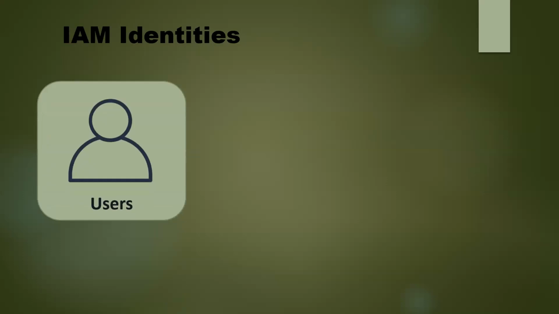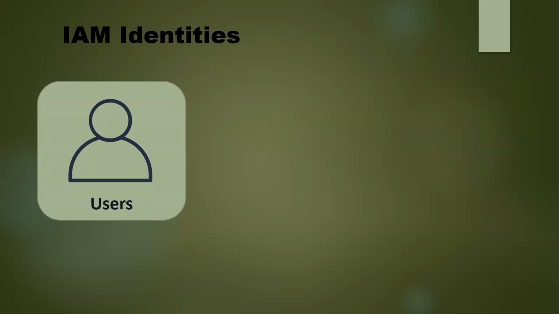Let's now look at different types of identities that exist in AWS IAM. The first one is users, which is basically an account for an individual to access AWS resources. It is different from root user. As I mentioned previously, root user is the super user, but an IAM user is a different user which can have or cannot have equal permissions as a root user.